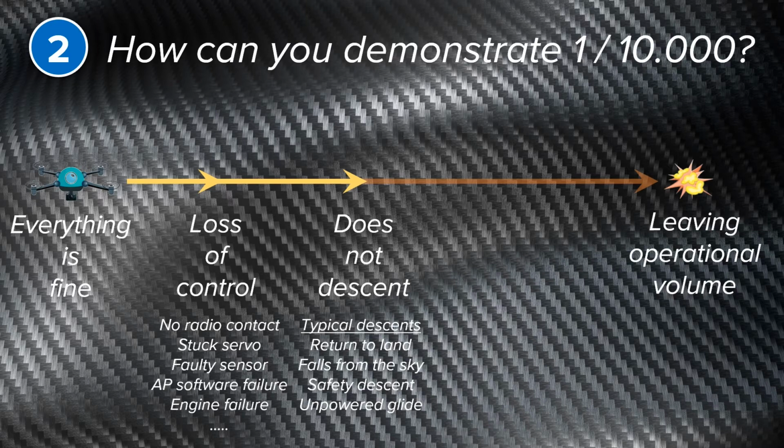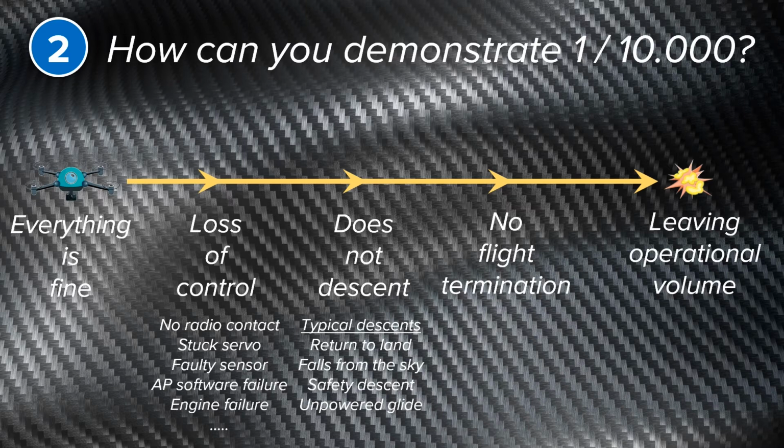This will be a good time to activate the flight termination system. However, in the event that it does not work, or in the event that you never installed it, the aircraft is probably going to leave the operational volume. So to get from everything is fine on the left to leaving the operation volume on the right, these 3 events need to happen. Loss of control, followed by no descent, followed by the flight termination system not working.